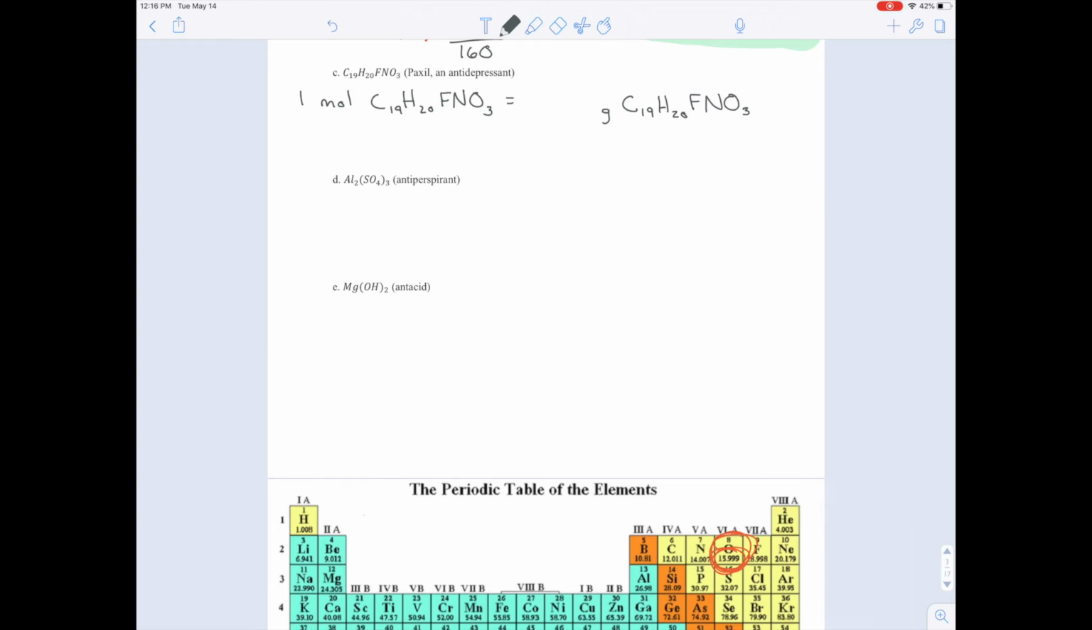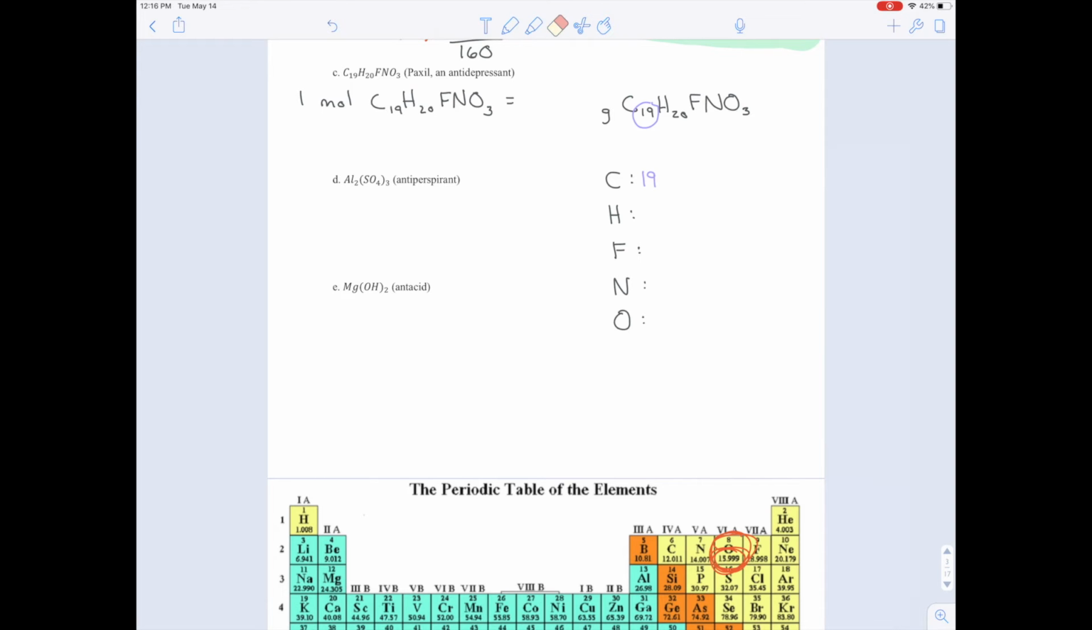Every time you have a new capital letter, you have a new element. So we have carbon, hydrogen, fluorine, nitrogen, and oxygen. Now, if we had 1 mole of this compound, how many moles of carbon would we have?